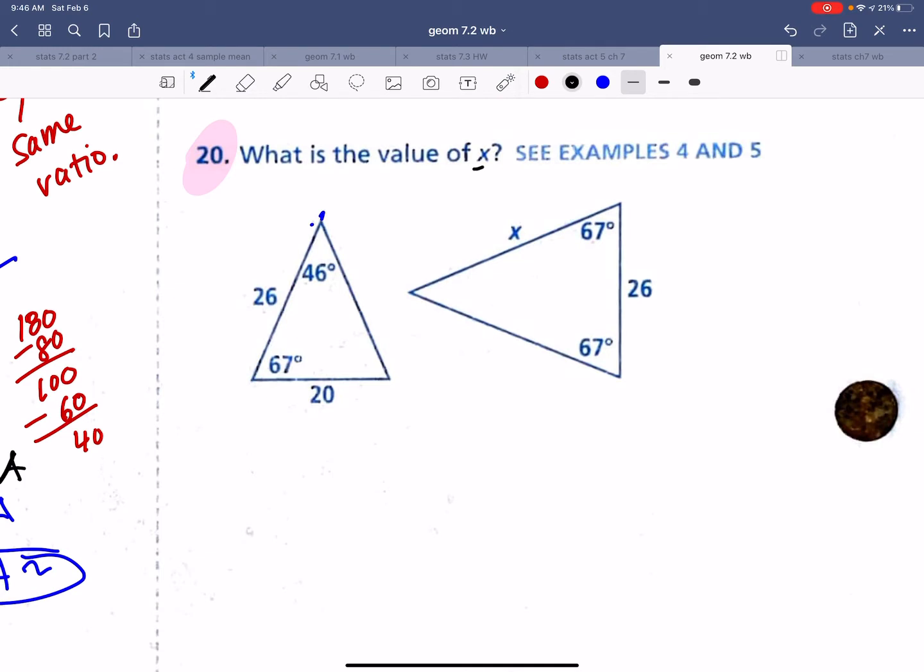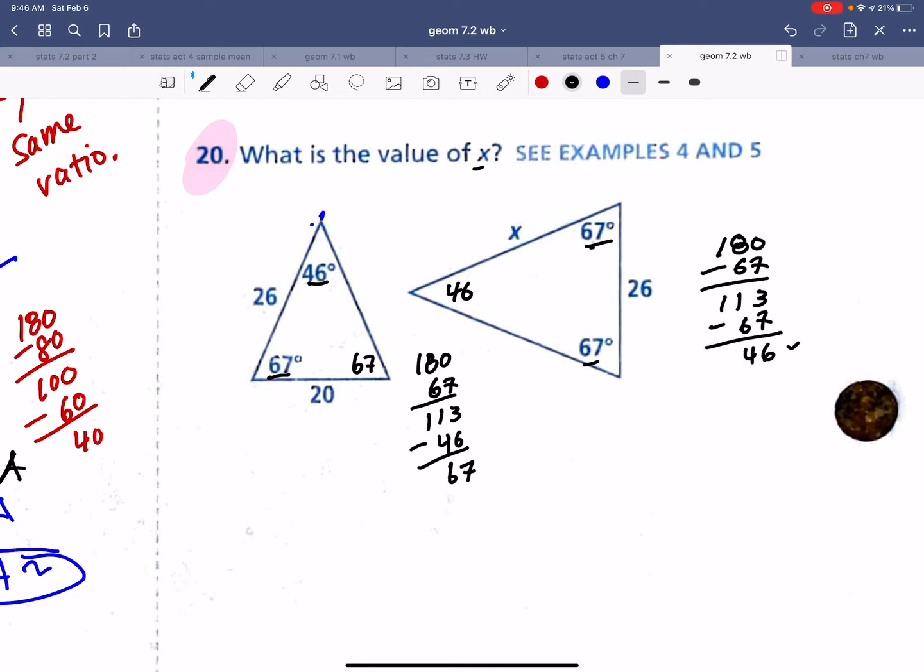Okay, so we can use the fact that the sides make the same ratio if we can prove they're similar. So let's start with that. So I know 2 of the angles. All right, so that's 67. Yep, this is looking good. 67, 67, so that'd be 46. Yep, okay. So they're definitely similar because of angle similarity. So now that means their sides make the same ratio.